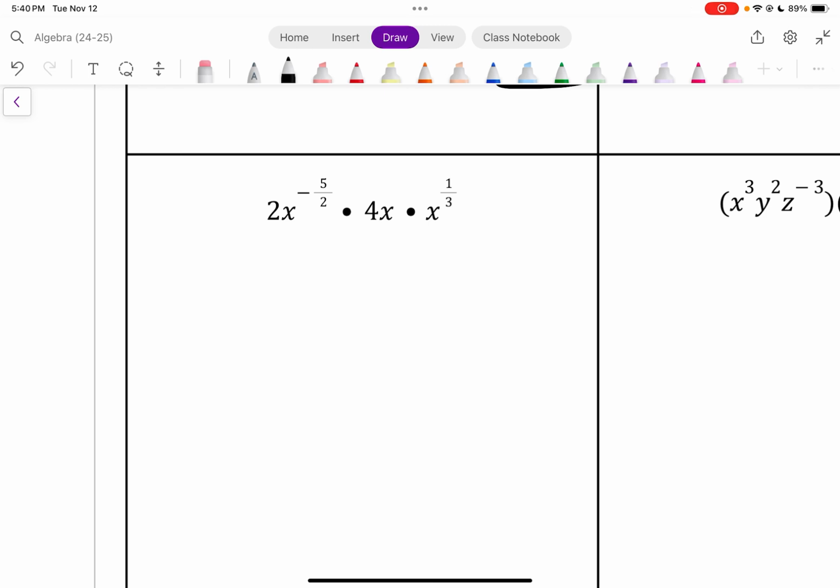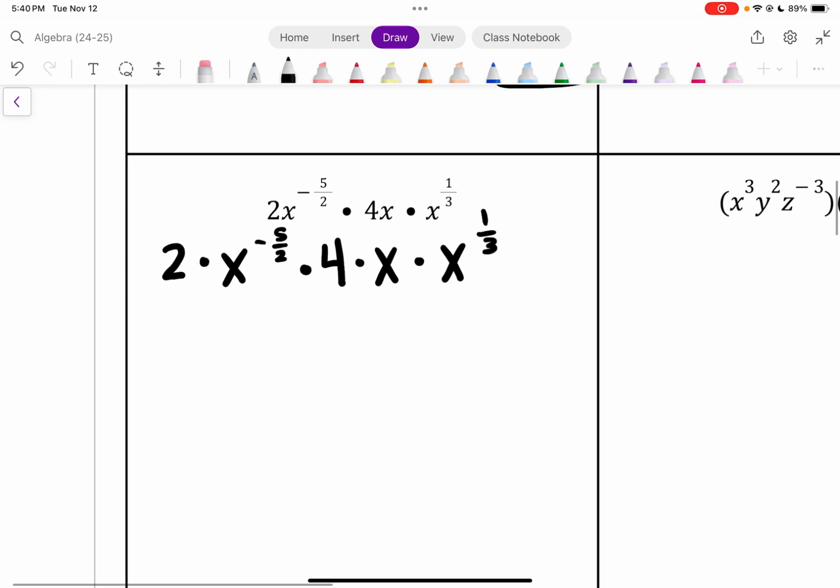So what I'm going to do is I'm going to take 2 times x to the negative 5 halves times 4, and right here we can also split this up, times x to the 1/3. Okay? So now, what I'm going to do is I'm going to reorganize this so that I have all of my like terms all together. Because what I see is I have a 2 and a 4, and I have x's. So x here, x here, x here.